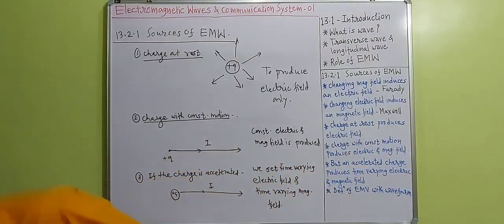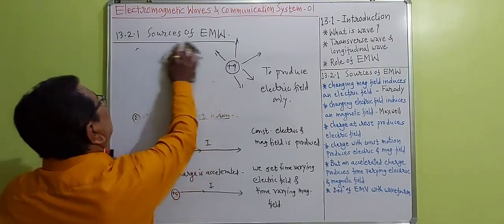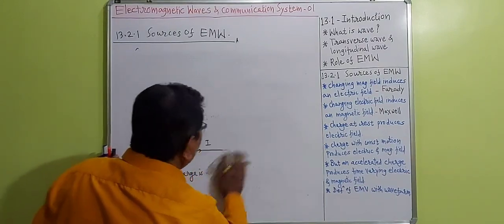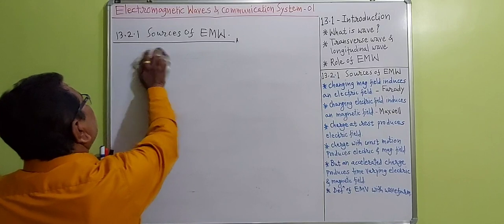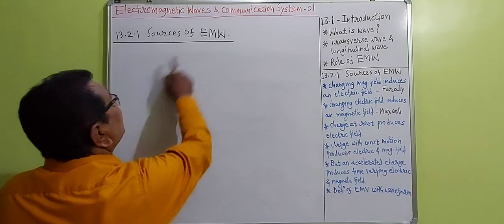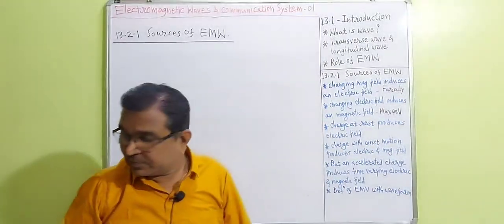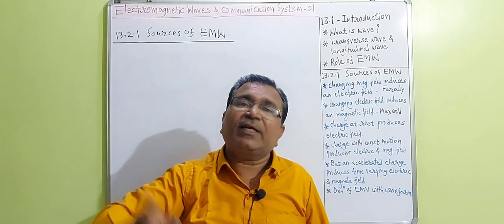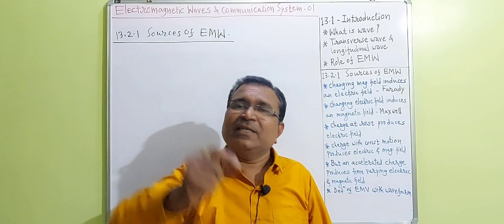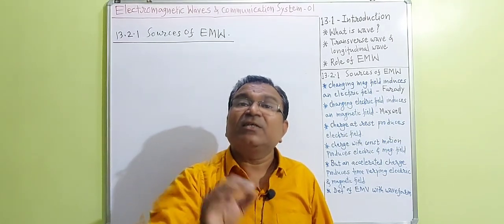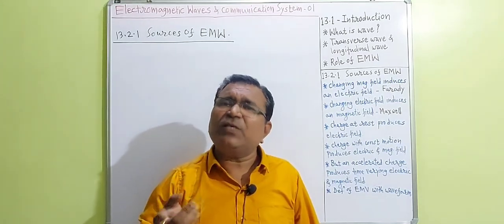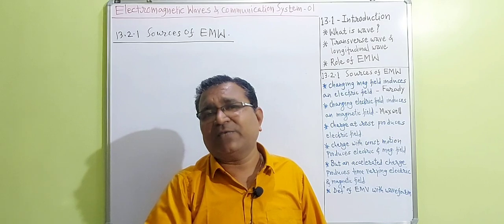Then we made the conclusion that time varying electric field and time varying magnetic field are the responsible factors to produce electromagnetic waves, and this time varying electric field and time varying magnetic field is produced by the accelerated charge, so that accelerated charge is a source of EMW. That's all. And from that we prepare the definition of electromagnetic wave.